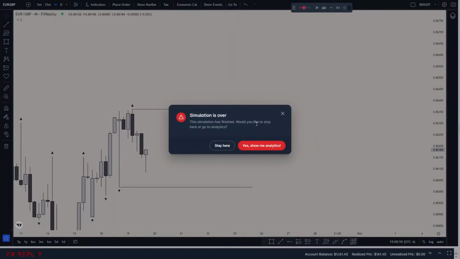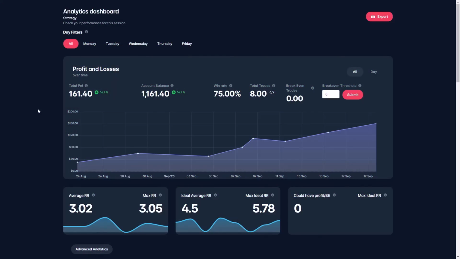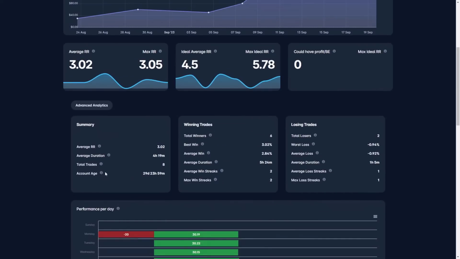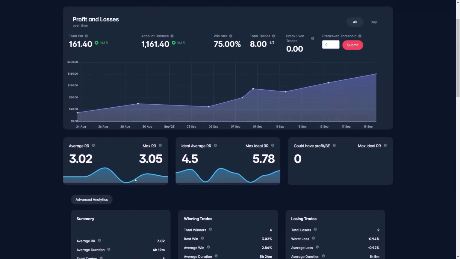1 month of data backtested. So those are the results for 1 month. You see right here, the account age is almost a month, and we had only 8 total trades. That's why I said to look at multiple pairs for this strategy. But in a month, we had 8 trades, and the average RR is 3R. That's why we always take 3R.